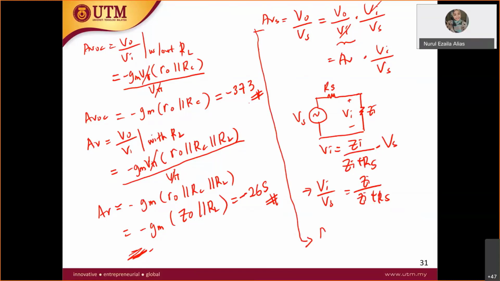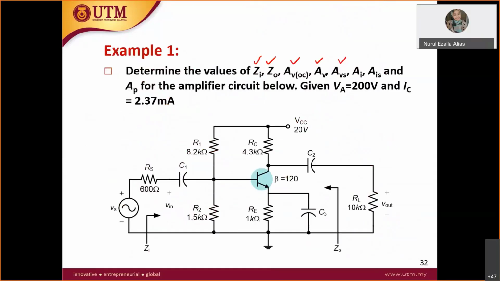So it is equal to AV times V in over Vs, which is Z in over Z in plus RS. If you were to calculate this AVS, plug in all the values, because you have all of them: AV, Z in and RS. You will get about negative 137.5. You can calculate it later again. Now we have done the AVS, but we are not yet finished with the AI and AIS.